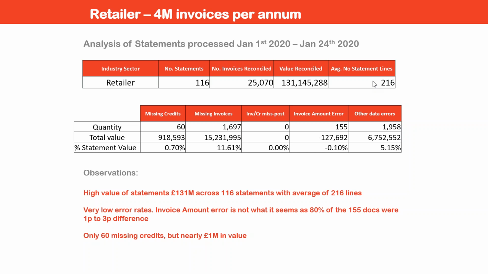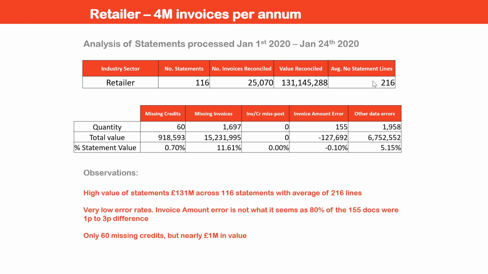The invoice amount error is actually not what it seems either, because 80% of the 155 documents with an invoice amount error were actually only a penny or a 3 pence difference, which most people would see as a small difference and it would get posted. You're not going to delay any payment because of that type of difference. And there was only 60 missing credits, which was 0.7% of the total statement value, but that's still nearly £1 million in value that's out there, missing credits.